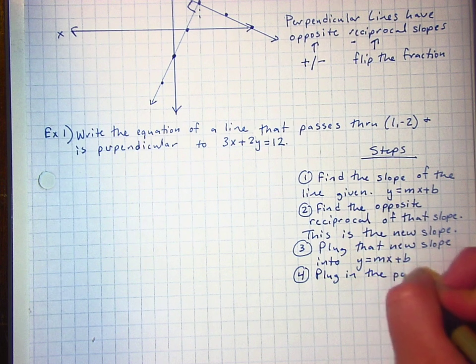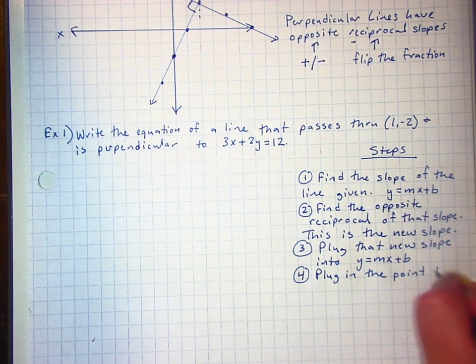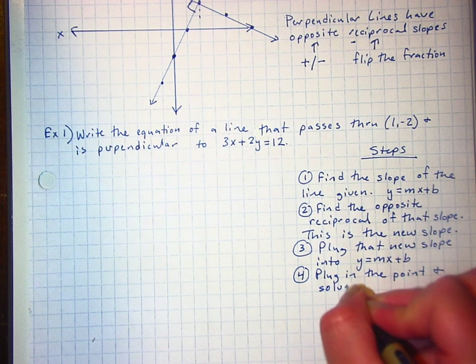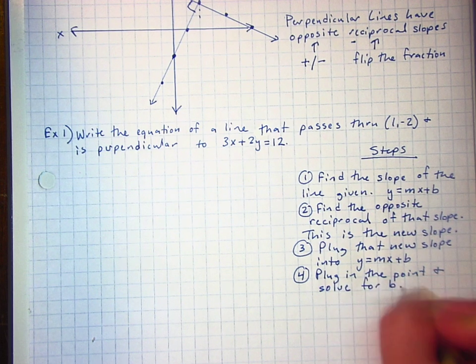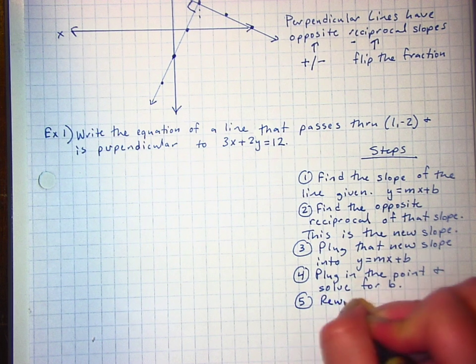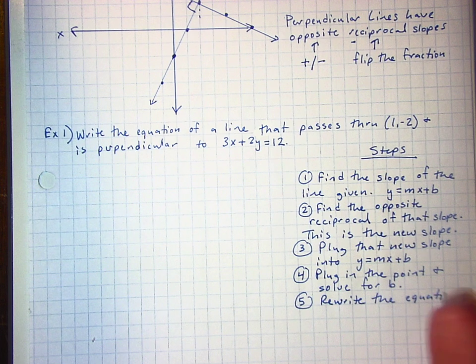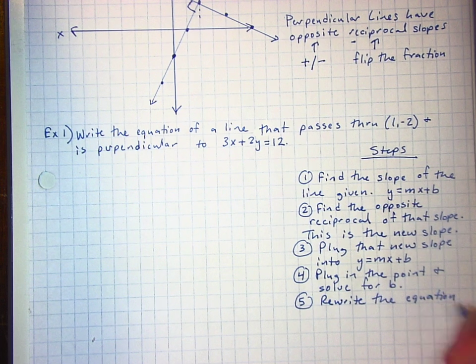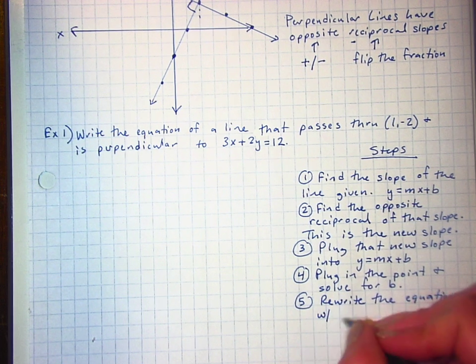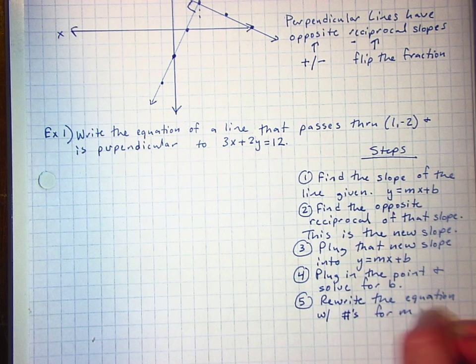Kind of rushing through this because so far when we've been doing this stuff, the last 4 steps are always the same. So, plug in the point and solve for b. And finally, step 5, rewrite the equation with numbers for m and b.